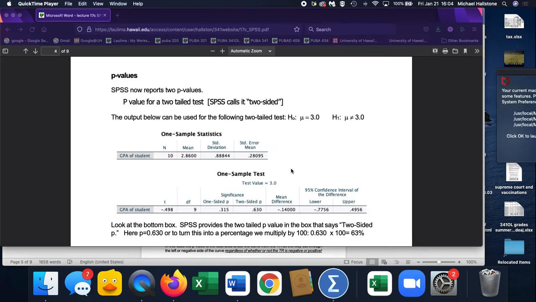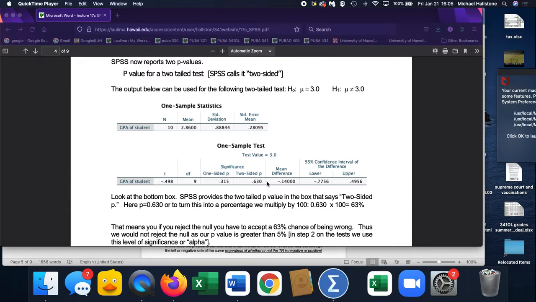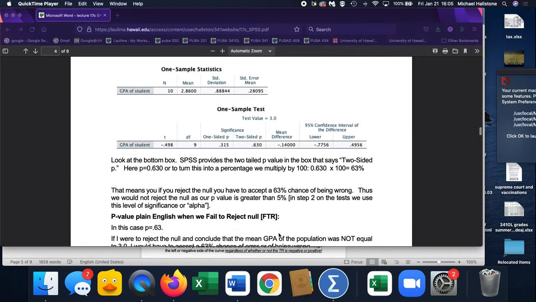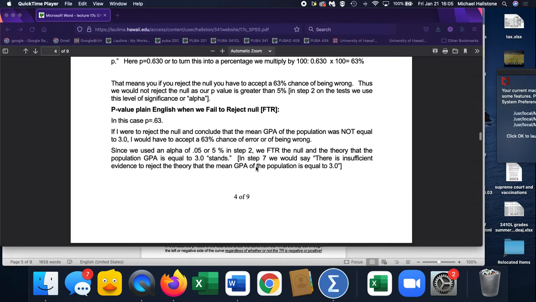Okay, so we have a one-tailed and a two-tailed p. Remember, here they're calling it one-sided or two-sided, but tails and sided mean the same thing. That's why I say that there. Pretend we did the same test and we get the same output. If you're just doing a two-tailed test, equal to and not equal to, there's your p-value. Remember you multiply that by 100 to get a percentage, 63%. I show you what that means in plain English.